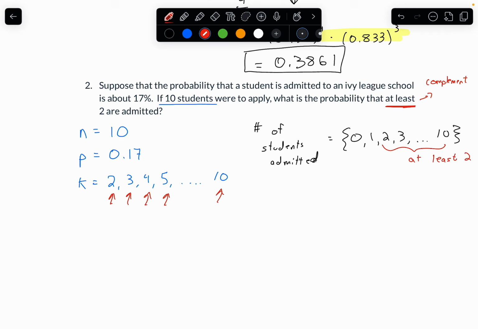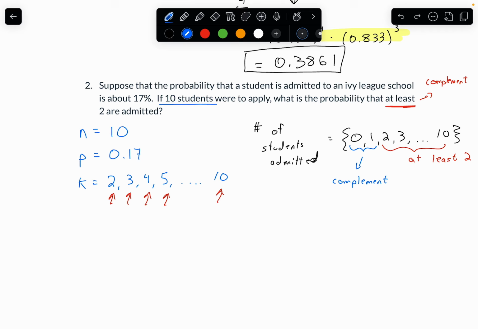And we said, boy, that's a lot of work. And I'll be honest, I'm a lazy person. I don't want to do all that work. So I'm going to think about the complement. The complement would be either 0 or 1. So what I can do is I can say, well, what if I found the probability of either 0 or 1? I'm still going to have to do the binomial probability formula twice, add those two probabilities together, and then once I have that, that's actually the complement of what I want. I'm going to subtract that probability from 1 to tell me the probability of at least 2.